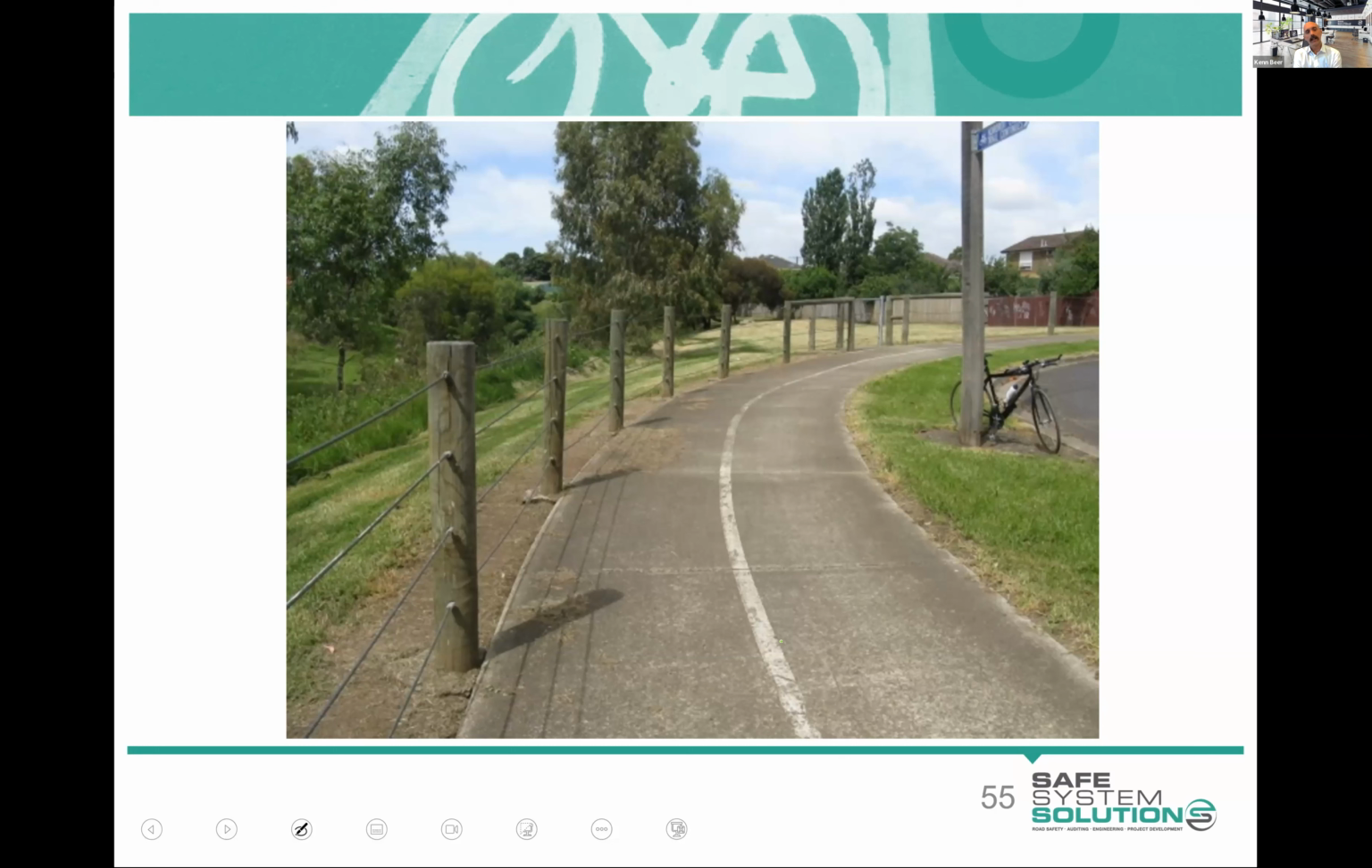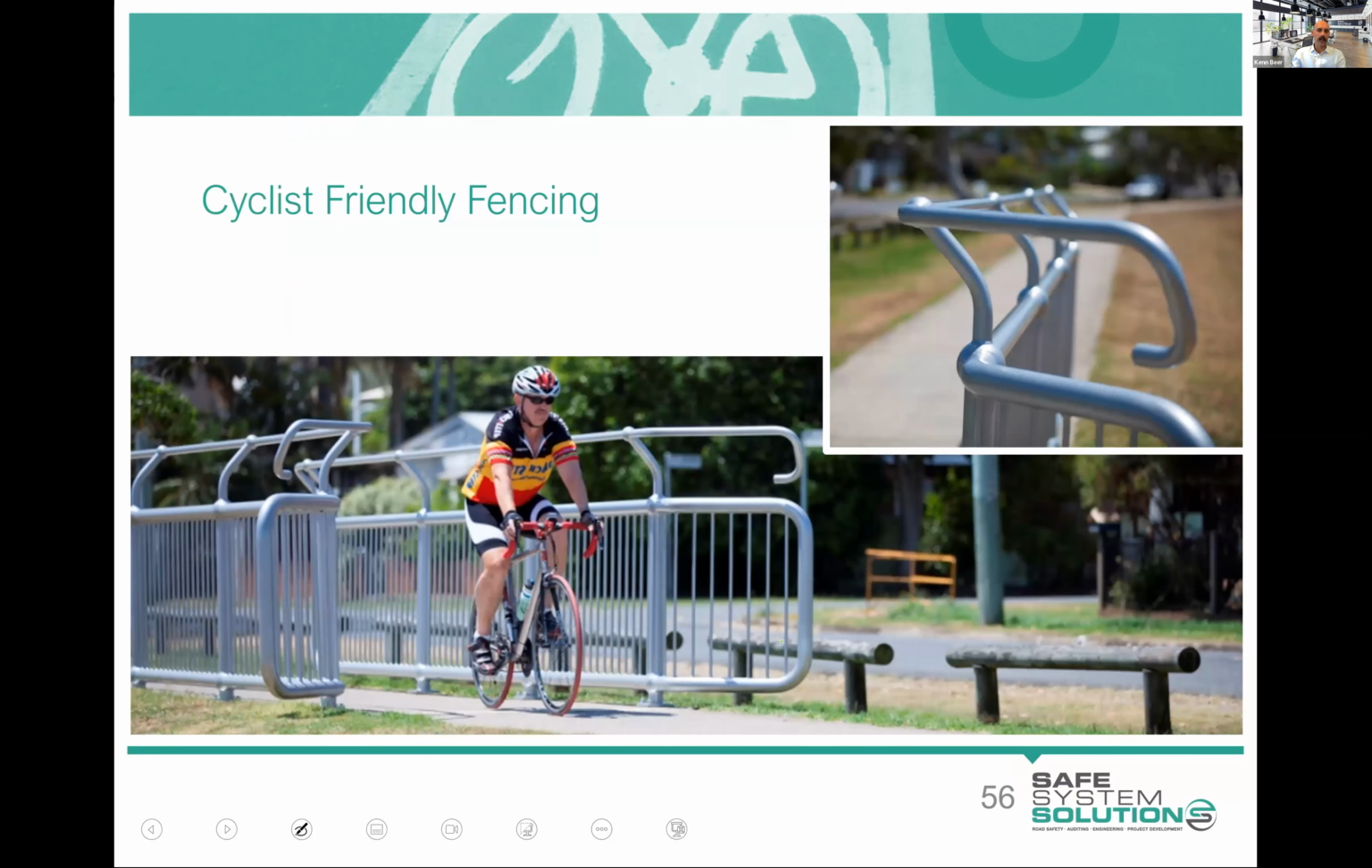Yeah, fences that can catch a handlebar or a pedal are not cyclist-friendly fences, and so they should be pointed out in your shared path auditing, with recommendations to replace them with cyclist-friendly fences, which are those where a cyclist's shoulder will collide with it before the handlebar or pedal is caught on anything.